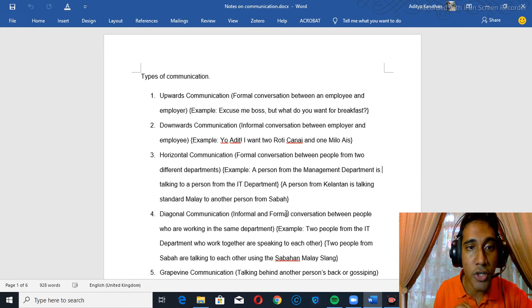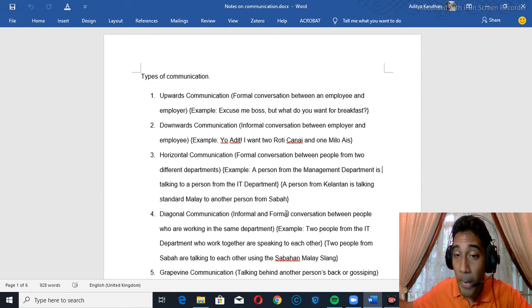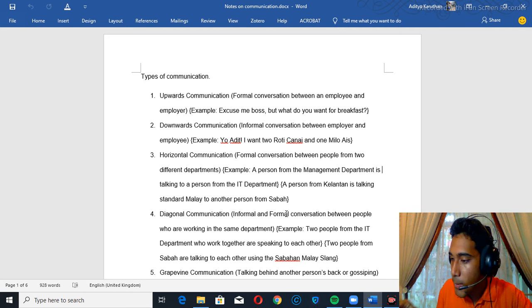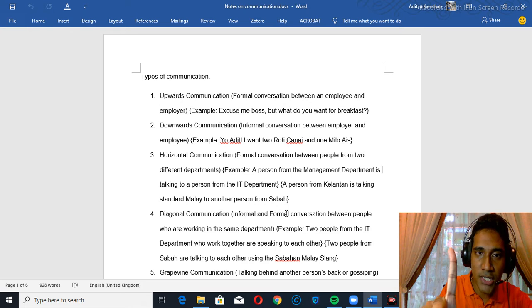Remember, horizontal communication is talking to people from a different department, and diagonal communication means talking to someone in the same department. That's one, upwards, downwards, horizontal, diagonal.